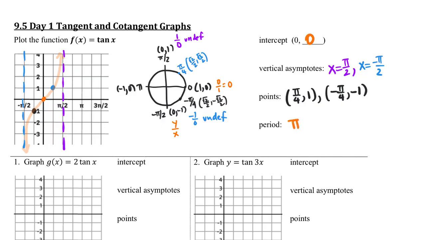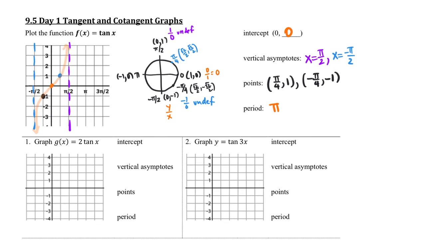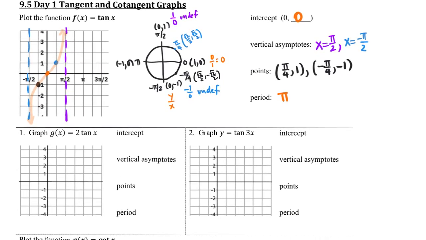Okay, this is the parent function. Most of the graphs are based off this function. So using this function, we're going to try to figure out the graph of 2 tangent x. The only thing different on this is the 2. There's not really an amplitude, but there is a vertical stretch. So we're going to do a vertical stretch of 2. The intercept was 0, 0. If I multiply the y by 2, it stays at 0, 0, so that's not going to change.